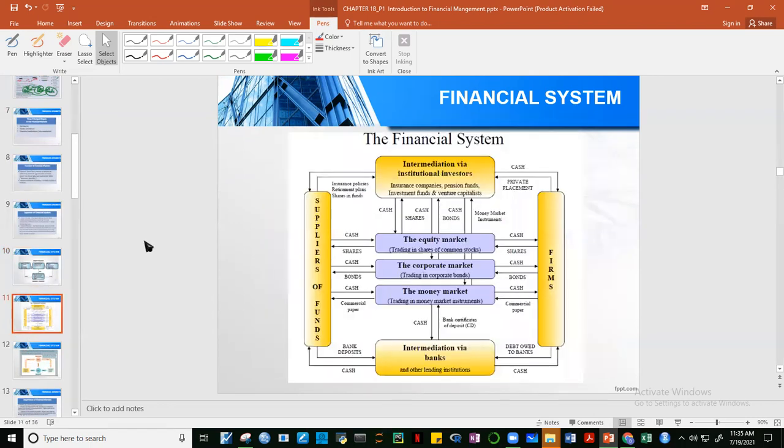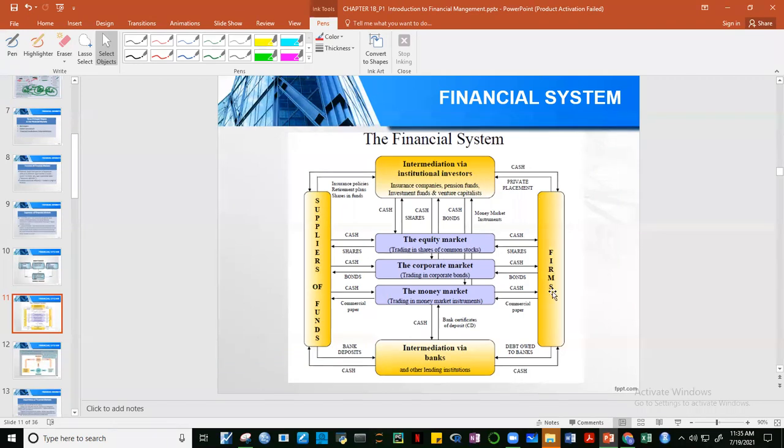Okay, this is another way to look at it. You have the equity, corporate, money market, and you can have here intermediation via investors. Ito guys yung, pwede itong direct market, ito yung via intermediation. So this is a combination. So direct market, si investor, may cash, gusto niyang kumuha ng shares of stock, pwede siyang through a broker guys, so a broker buy the stock.